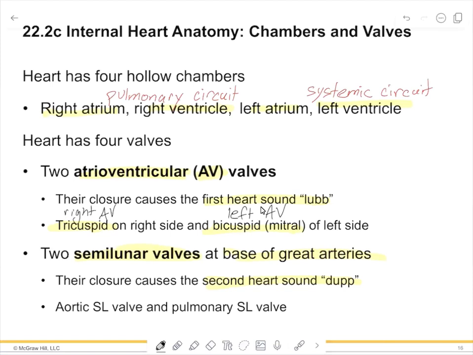For the semilunar valves, their closure is going to be responsible for the second sound, which is the dup sound. And it's when the two valves close, which is the aortic semilunar valve closing and the pulmonary semilunar valve closing. So the aortic valve closes after blood leaves the left ventricle, and the pulmonary semilunar valve closes at the same time, and it closes after deoxygenated blood exits the right ventricle and goes to the pulmonary trunk.